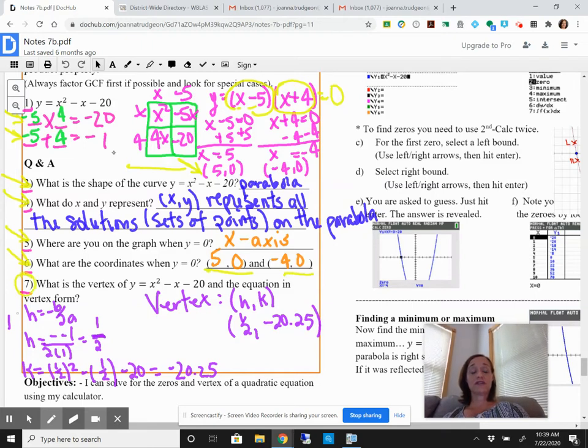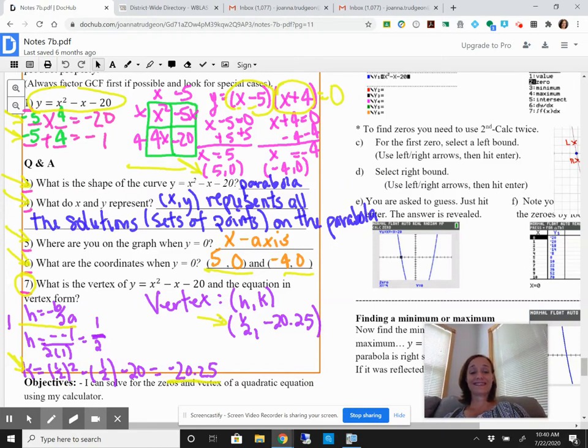And then what is the vertex? Now, I decided to use h equals -b over 2a, and I used the original equation that was in standard form, but you certainly could use h equals r1 plus r2 divided by 2 and get the same h result. It should be 1/2. And then from there, you can go ahead and find k, which is a weird number, -20.25. Therefore, my vertex is 1/2 and -20.25.